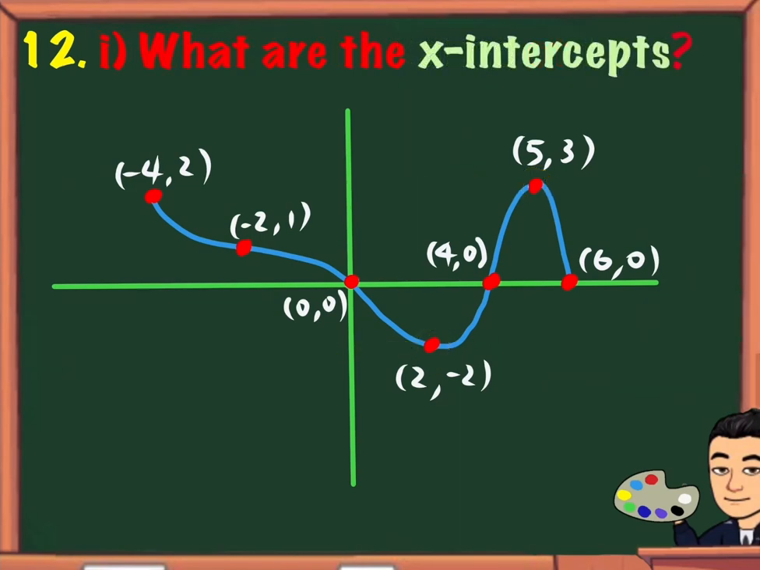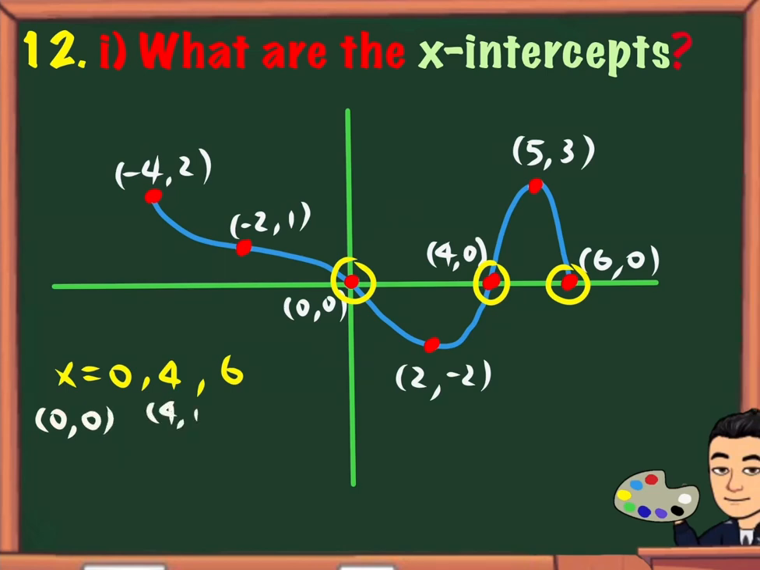So letter I, what are the x-intercepts? You see that there is a point right here, and a point right here. They're all the x-intercepts. So we can say that x is equal to 0, 4, and 6. The best way to describe it is to write down the coordinates. So you can write (0, 0), (4, 0), and then (6, 0).